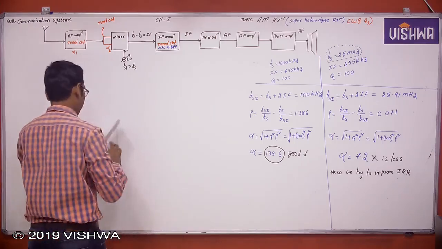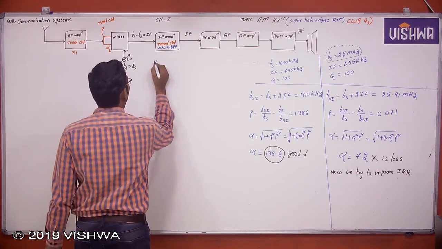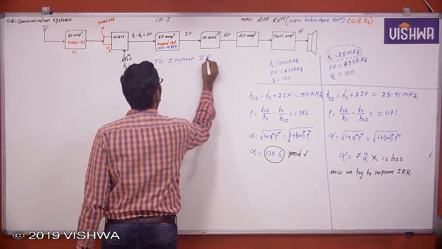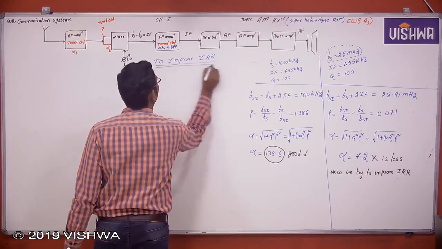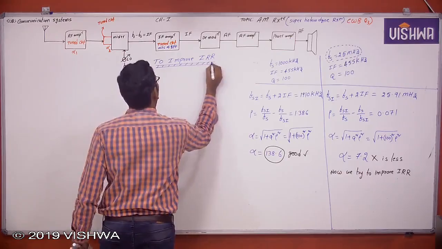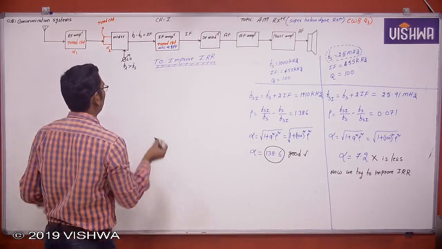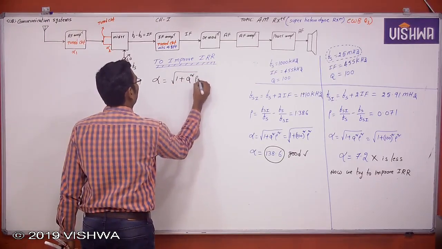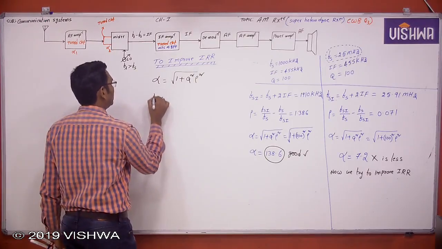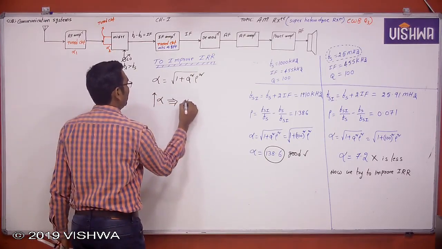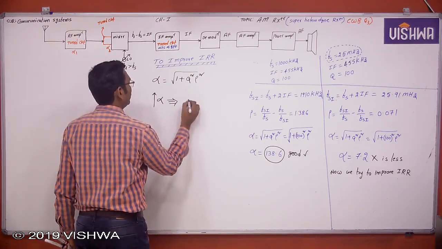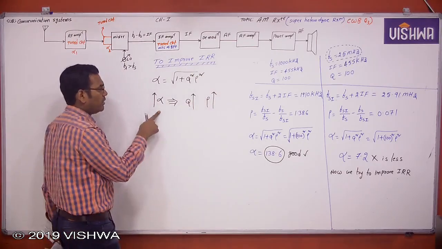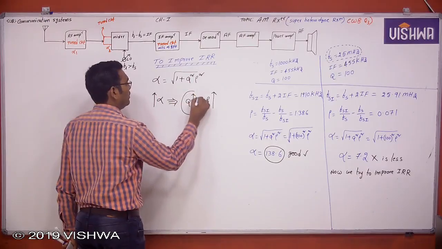Now see here, to improve the image rejection ratio, what are the techniques available? The image rejection ratio is equal to the square root of 1 plus q square rho square. If you want to increase the image rejection ratio, then the quality factor should be increased, or rho should be increased.